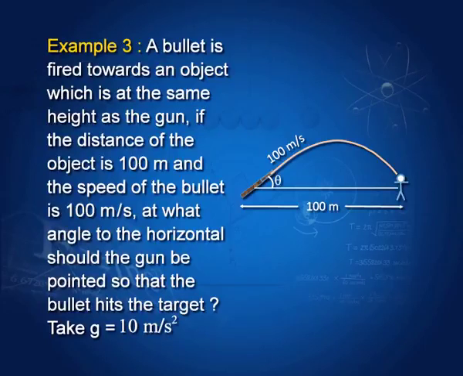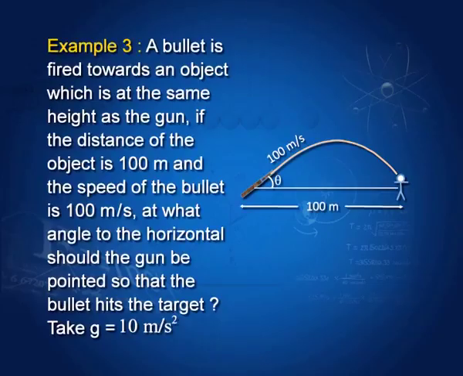Let us take another example. This one is from the police. A bullet is fired towards an object which is at the same height as the gun. If the distance of the object is 100 meters and the speed of the bullet is 100 meters per second, at what angle to the horizontal should the gun be pointed, so that the bullet hits the target? We take g once again as 10 meters per second square.